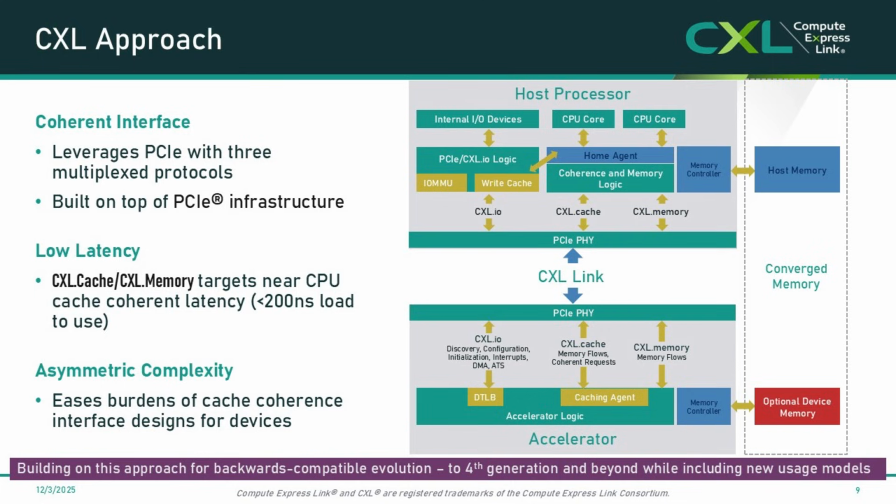CXL.io, which is fundamentally PCI Express, is done for all the traditional IO type of things. CXL.cache is for caching semantics, and CXL.mem for memory semantics. And they get multiplexed and sent out on PCI Express 5. CXL.io is basically identical to PCI Express, and is used for things like device discovery, event reporting, errors, IO virtualization services, and direct memory access.